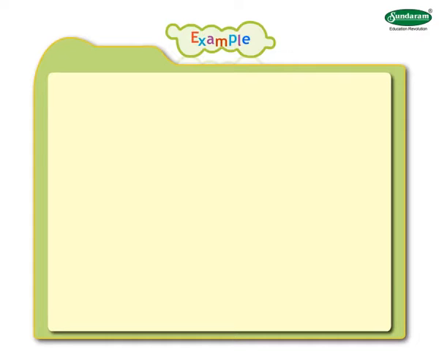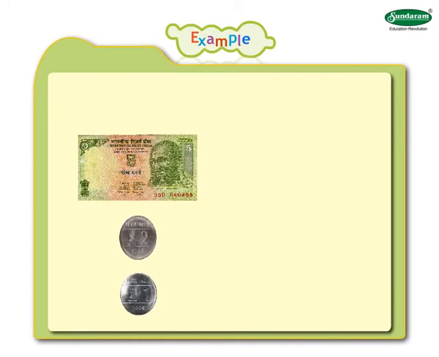Example: see the notes and coins shown alongside. We have a 5 rupee note, a 2 rupee coin and a 1 rupee coin. You have already been taught how to add numbers. Arrange the numbers vertically, means one below the other as shown. Put the plus sign as shown.